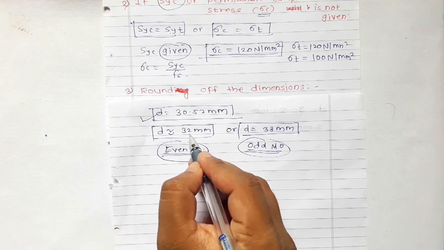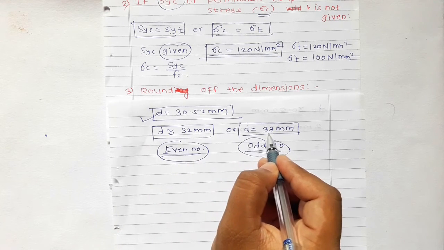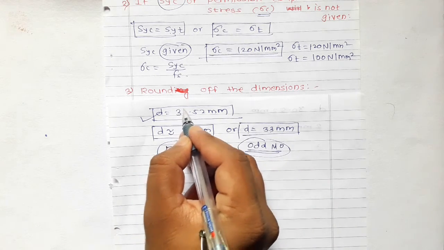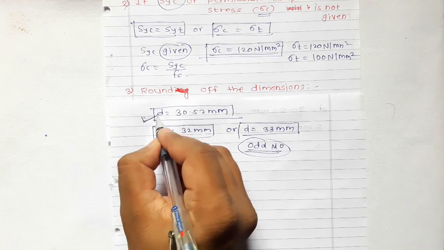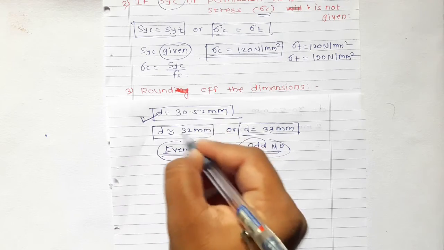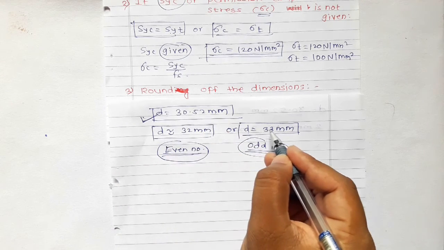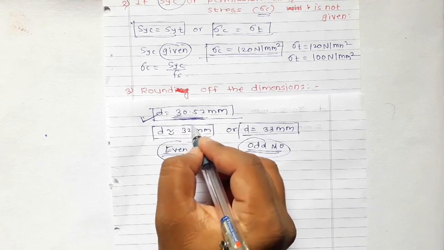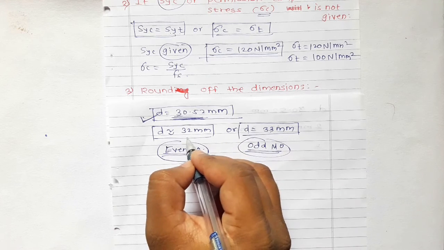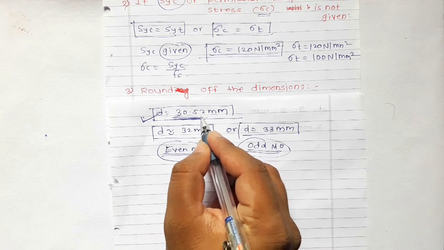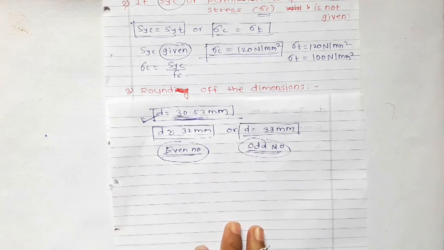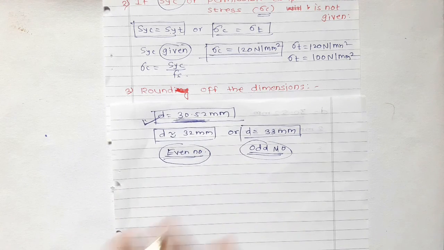Here one student has added 2 mm and written the answer of D as 32, and one student has added 3 mm, so the answer of diameter of pin is 33 mm. In this case both answers are correct, because both students definitely got the answer of diameter of pin as 32.52 mm, and then rounded it off as either 32 or 33. So the calculated answer must be the same in every case, but the rounded off value may be different depending on how many mm you have added to the original answer. You can add 2 mm or you can add 3 mm. So these are the points that you must know before solving the numericals.